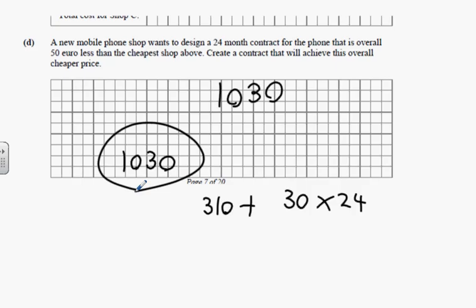Did none of you understand the question? Yeah, I didn't do it, so it's cheaper, but I didn't say 1,030. Yeah, it has to go to 1,030. 1,060. It has to go to 1,030 then. The question says €50 cheaper than the cheapest. Is that okay? Yeah, that's what it is.